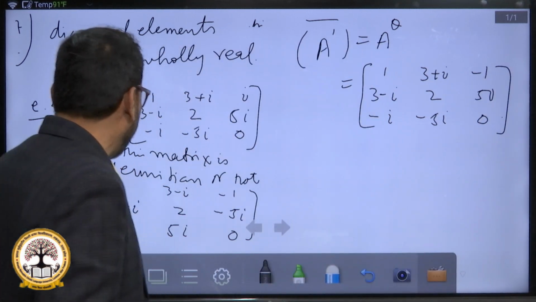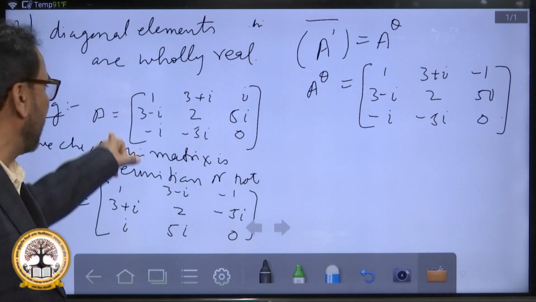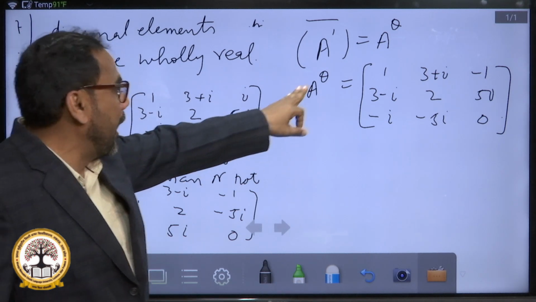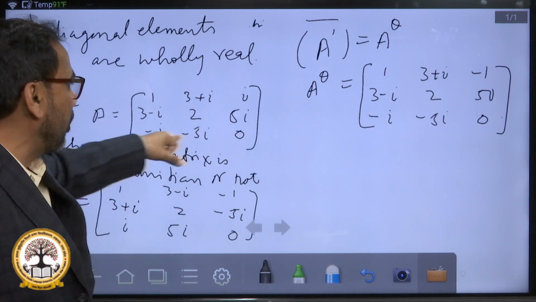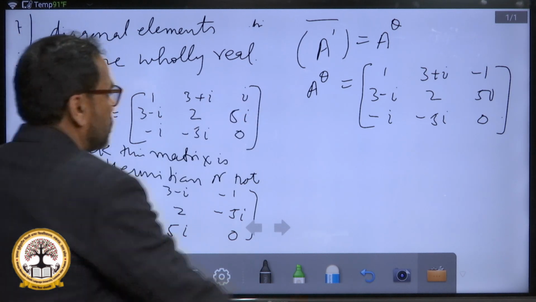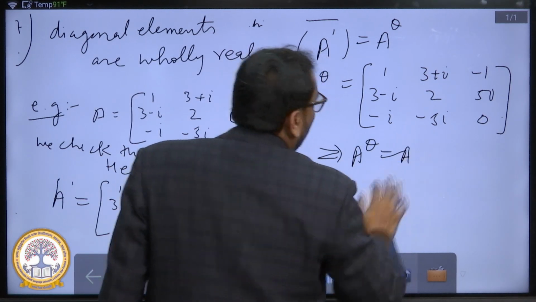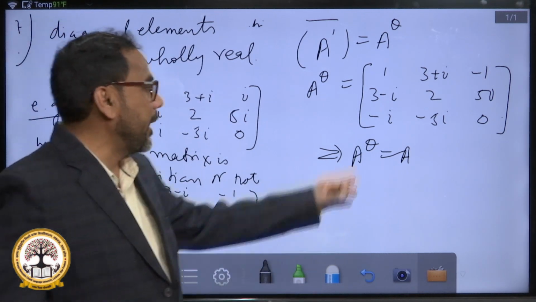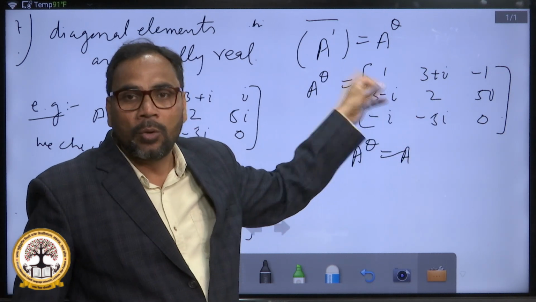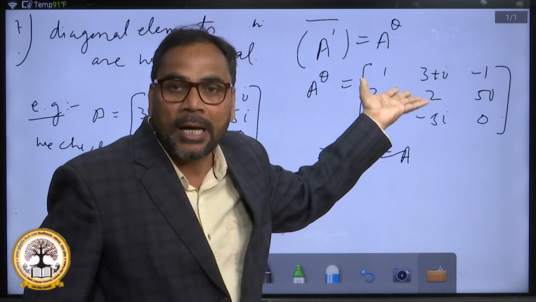So we tally this. This is A to the power theta. A is the given matrix, and A to the power theta is this matrix. Now we see that matrix A and A to the power theta are equal, which implies that A to the power theta is equal to A. Also we see that the diagonal elements 1, 2, 0 are real numbers. Wholly real means all the diagonal elements are real.